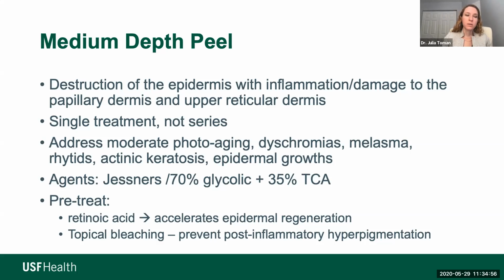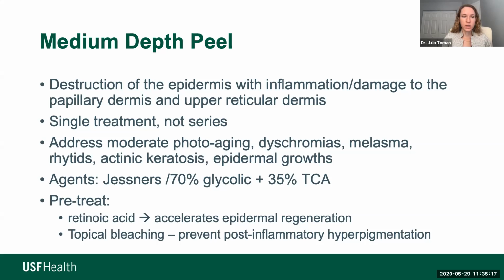Typically, it's a combination of either Jessner's or 70% glycolic as a preparatory agent to cause some desquamation of the epidermis, and then a 35% TCA peel. So that's a stronger strength than the superficial peel with the 10 to 20% TCA.